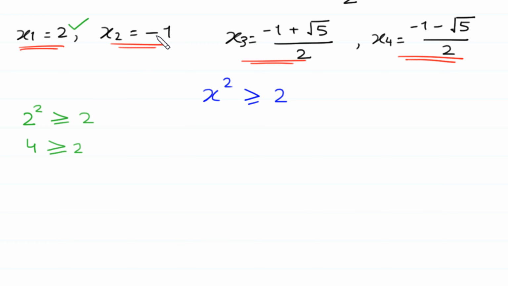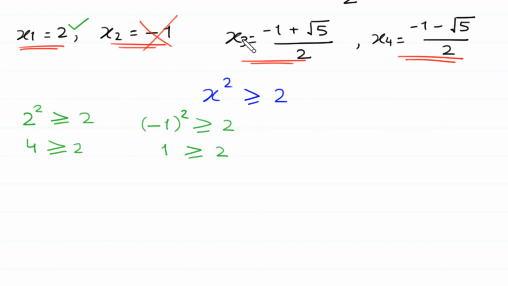Now we check the second solution. The second solution is x2 is equal to -1. Here we put the value of x, -1. -1 square is greater than or equal to 2. -1 square is 1, is 1 greater than or equal to 2? You can see that 1 is not greater than or equal to 2. So this solution will be rejected.